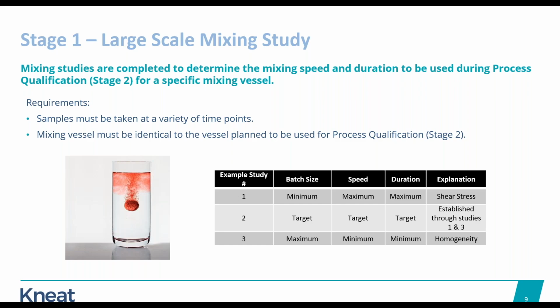There must be samples taken throughout, and if you do not take samples, you won't have any data to prove that the study was successful, so you need to be sampling and testing those samples. Next thing is the mixing vessel must be the same as the one planned to use for batches in stage 2 and 3. If you remember back to the small scale study conversation, we mentioned that that wasn't a one-to-one comparison, so there's some risk there. But for these large scale studies, you have no excuse but to use the same piece of equipment for that one-to-one comparison.